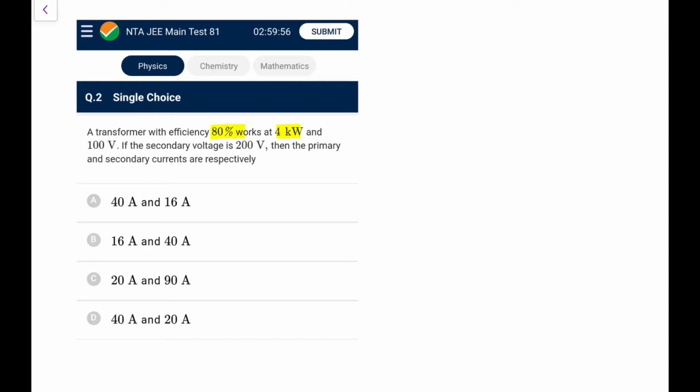A transformer has efficiency 80%, works at 4 kilowatt, 100 volt. The secondary is 200 volt, and the primary and secondary currents are? So what we have, it is working at 80% efficiency. First of all, power of 4 kilowatt is fed to it. So that is P of primary, 4 into 10 to the power 3, would be equal to 100 into Ip, because Vp is given. So Ip comes out as 40 ampere. So the primary current is 40 amperes.